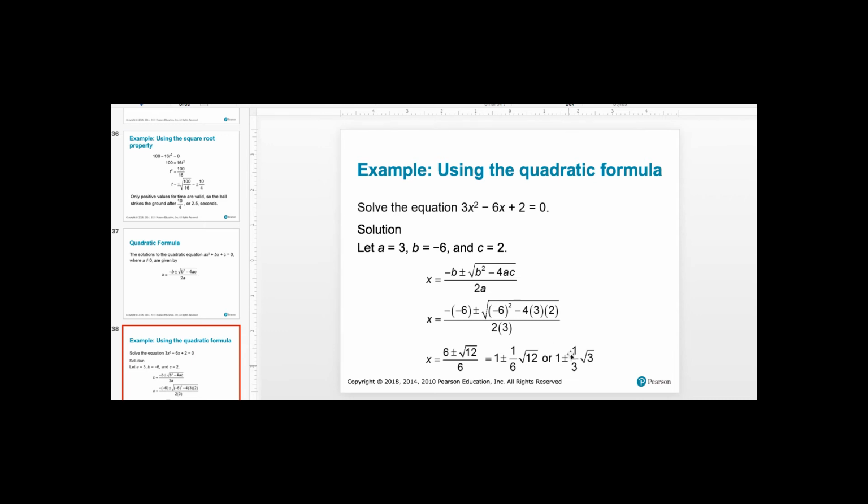Now from here, this got simplified because the square root of 12 is divisible by 4. The square root of 4 is 2, and that leaves the 3 left over. The 2 comes out, and 1/6 times 2 leaves you 1/3. I know that's really hard to follow with me just saying it. So we can walk through how this got simplified a little further if you want to.